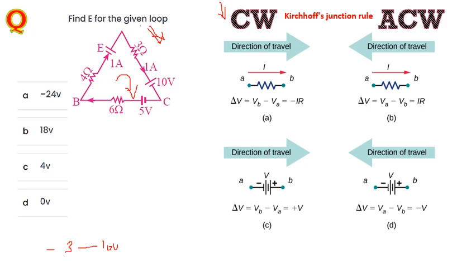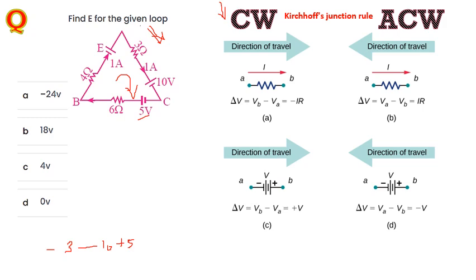Now coming to the 5 volt battery, this is again negative to positive. The same concept applies. Negative to positive means you mention it as positive. I remove this one, minus 10 only. And next, here it is plus 5 volt.